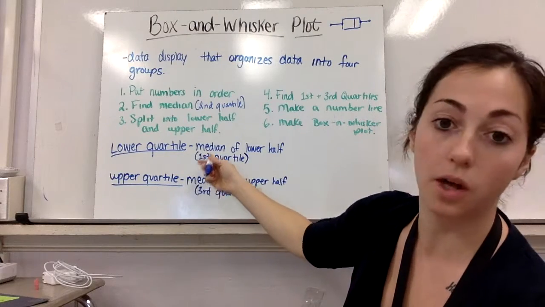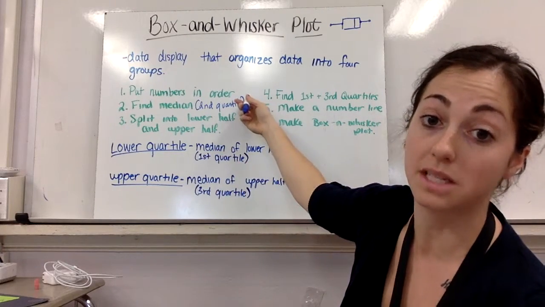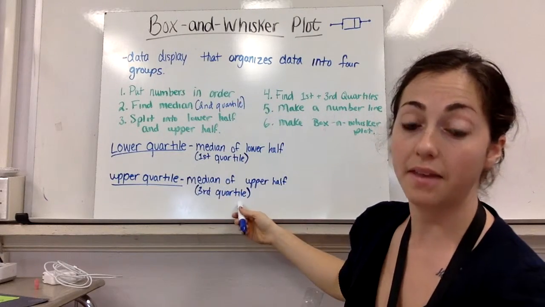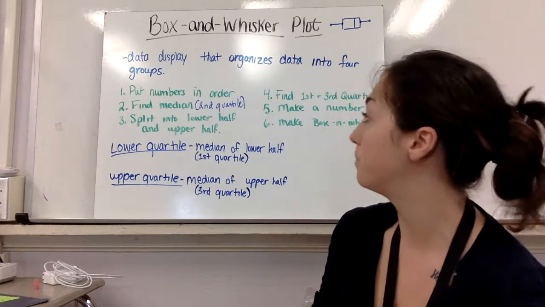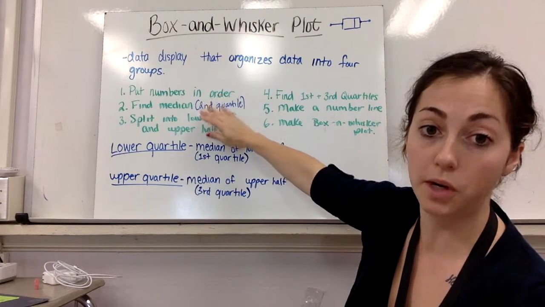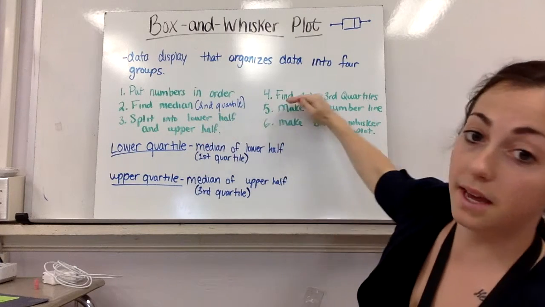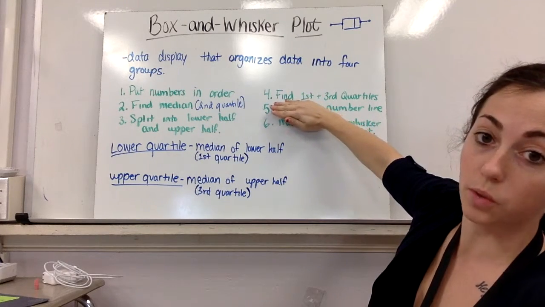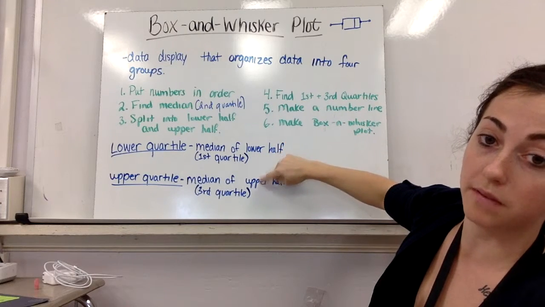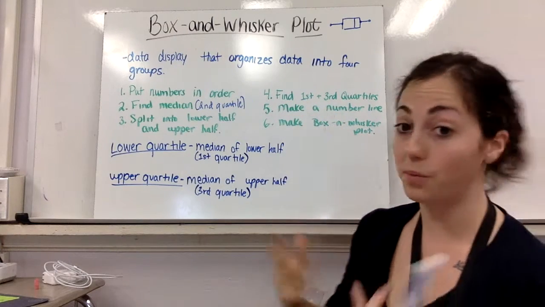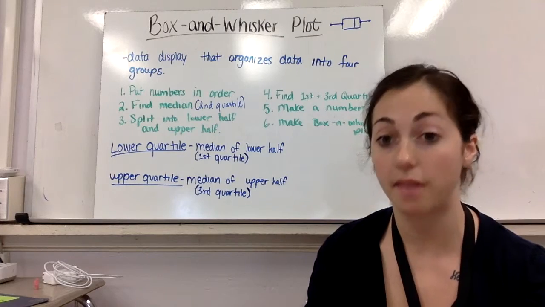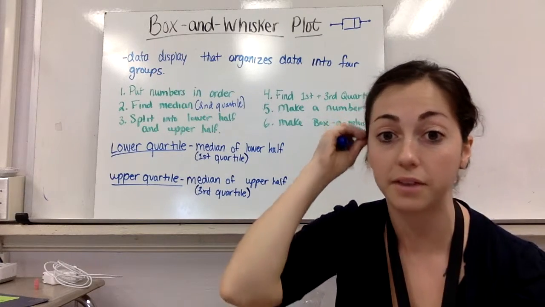The first one is the median of the lower half. The second one is the median of all the data. And then the third one is the median of the upper half. So again, we put numbers in order, find the median, split into lower half and upper half, and then we find our first and third quartiles, the median of the lower and the median of the upper. Then we're ready to go. Once we have that information, we have everything we need.